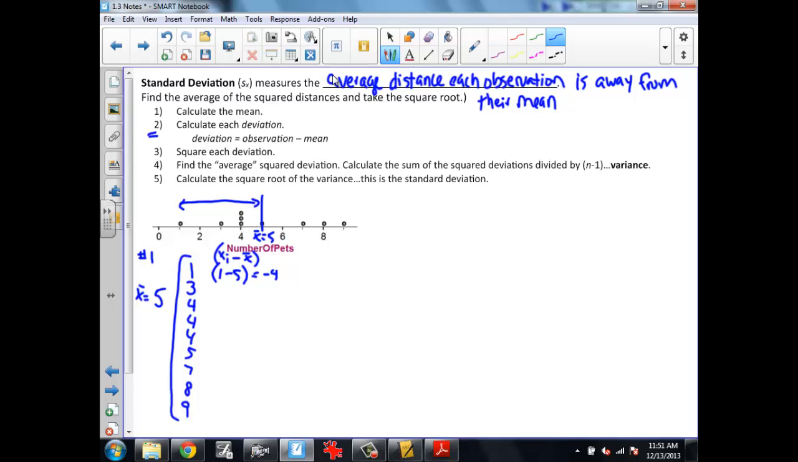And then we do it for the next one. Well, how far is this point from the mean. Here I'm at 3, here I'm at 5, so I go 3 minus 5 gives me a negative 2. And then I have 4 minus 5 gives me a negative 1. 5 minus 5 gives me 0.